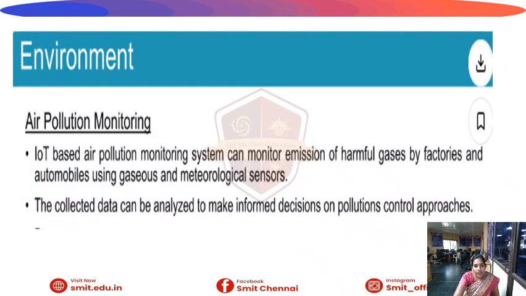Next one is the air pollution monitoring. IoT-based air pollution monitoring systems can monitor emission of harmful gases by factories and automobiles using gaseous and meteorological sensors. The IoT data can be analyzed to make informed decisions on pollution control approaches.